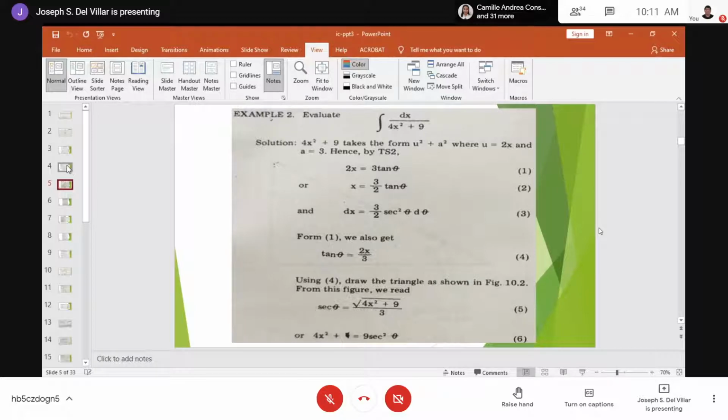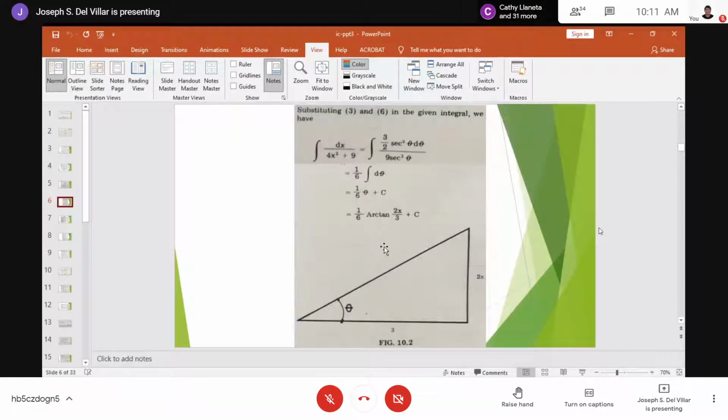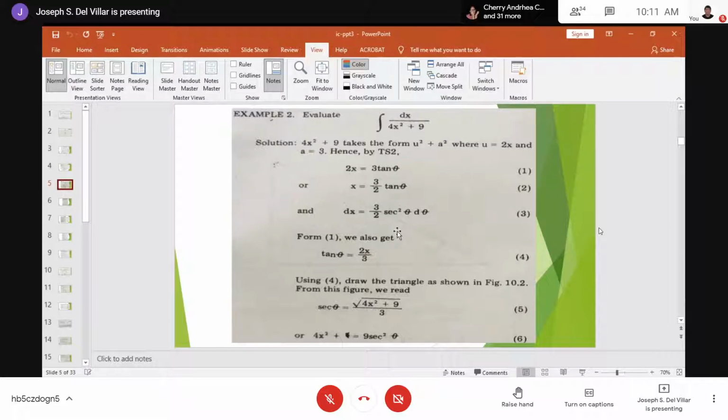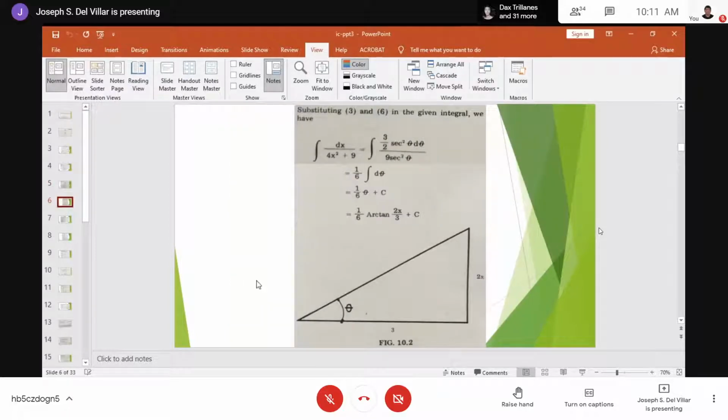So kung makikita nyo sa triangle, okay, ang sa numerator natin is secant. Di ba? Secant. So from the triangle, wala tayong secant, di ba? Meron tayo cosine. Di ba? So that is cosine theta is 3 divided by hypotenuse. Which is, ano yung hypotenuse? Square root of 9 plus 4x squared.